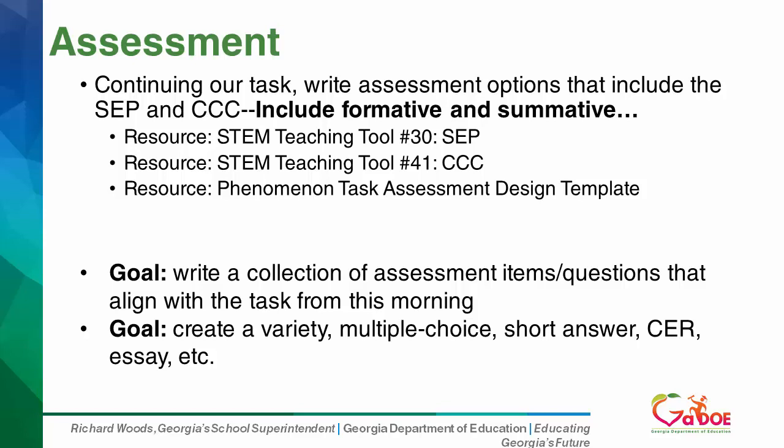So once again, you can pause the video here in a second, and thinking about the phenomenon task that you've started, think about writing assessment options that include the science practices and the cross-cutting concept. And you can think to include formative and summative. So the resources that we've talked about are all linked on the resource document sheet. So think about writing a collection of assessment items that align with the task that you wrote. Consider creating a variety. Maybe there's multiple choice or short answer, essay, or claim evidence reasoning, and bring those alongside using the 3 dimensions of our science standards.